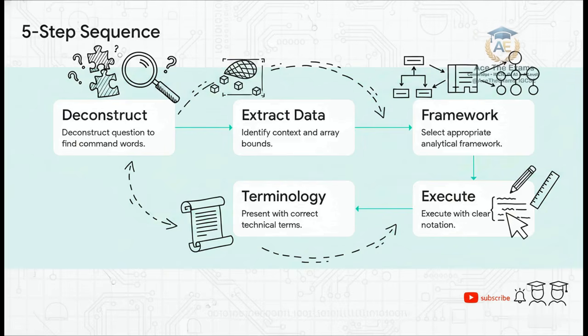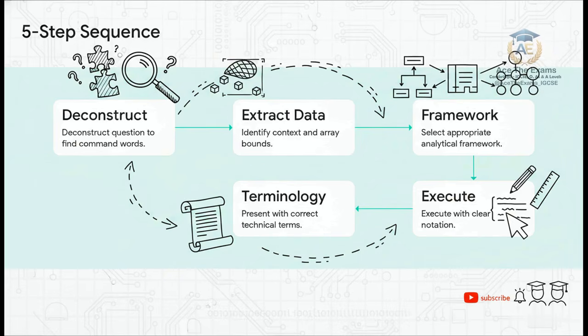Step 2. Extract relevant data. Scan the complex computer science chart or graph they gave you. What is the context? What are the specific bounds? Step 3. Select the analytical framework. How are we navigating this array? Is it a linear search, a bubble sort?